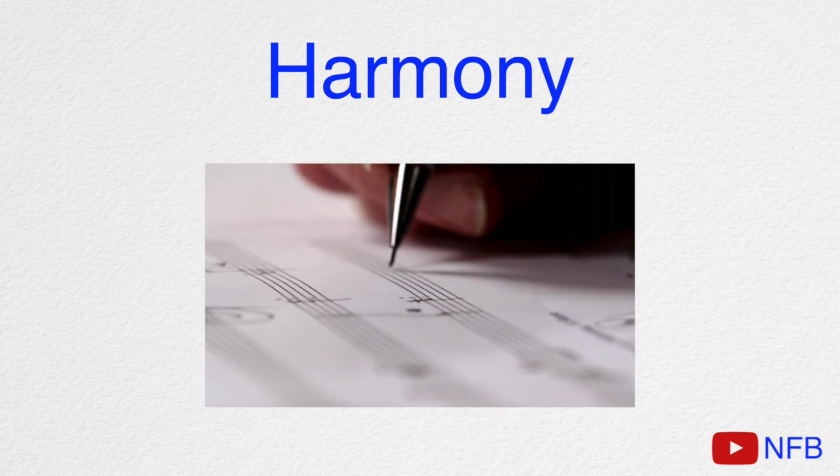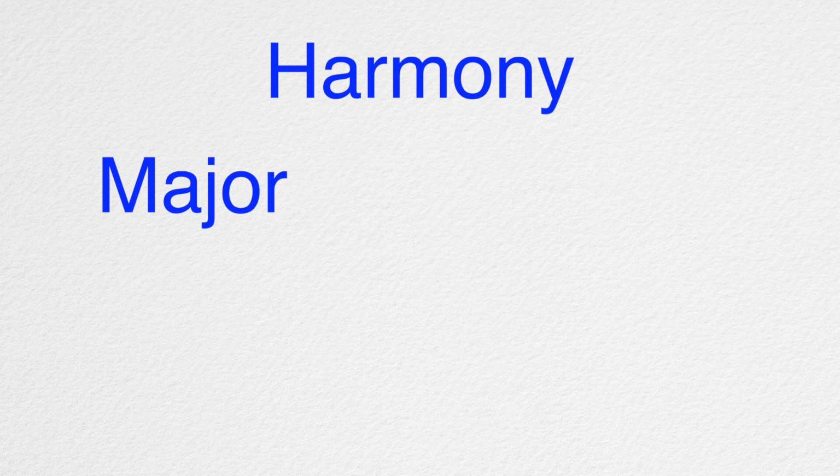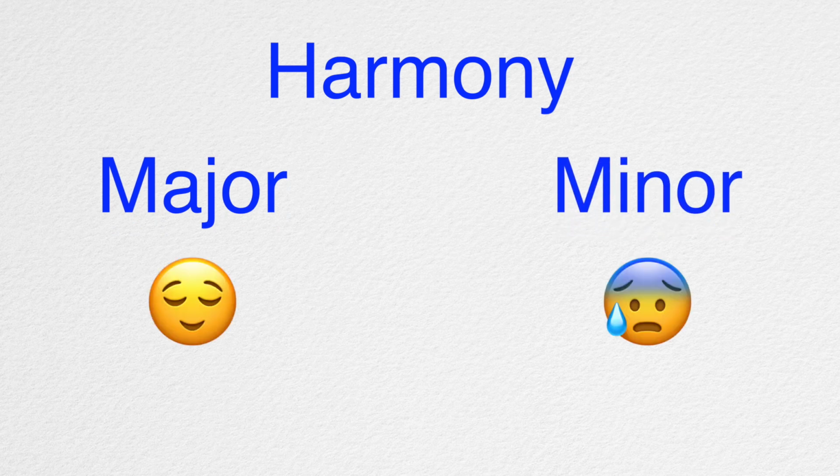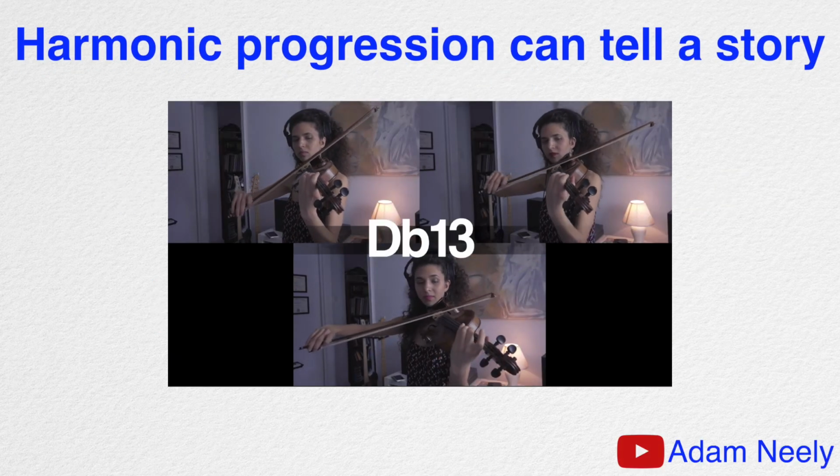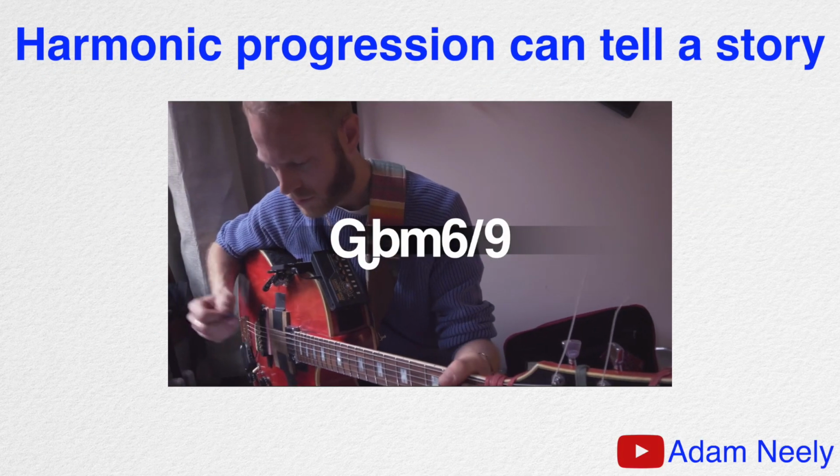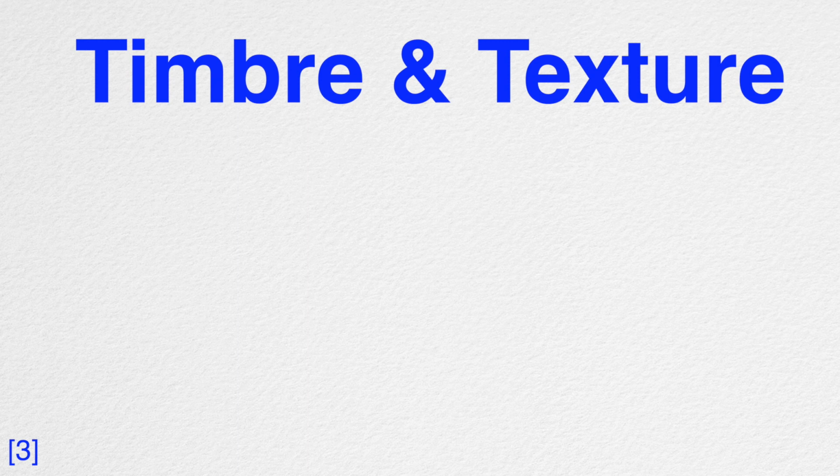For a Western and surface-leveled example, we can use major harmony to convey happiness and minor for melancholy. And harmonic progressions can indicate a sentiment by telling a story. Timbre and texture can be utilized to express as well.